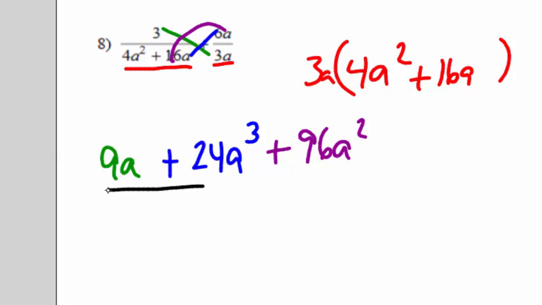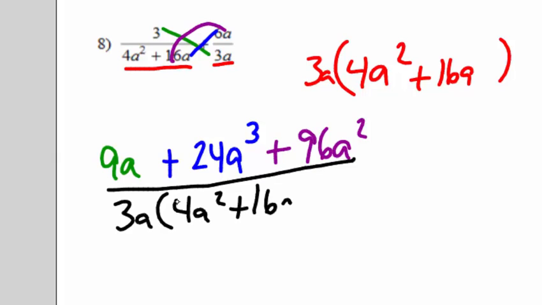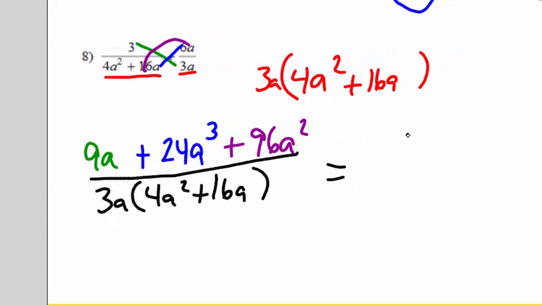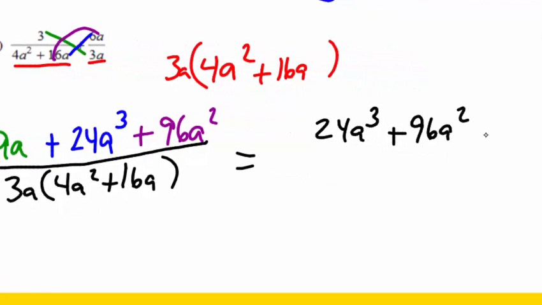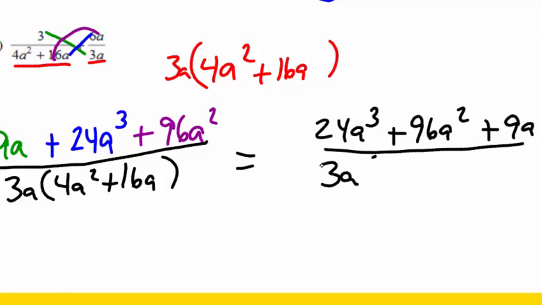Well, what's the bottom? We put the bottom together, right? That's our two denominators. So I have 3a and I have 4a squared plus 16a. All right, let's see if there's anything that can possibly cancel, anything I can pull out. Let's rearrange this in high to low. So I'm going to do 24a cubed plus 96a squared plus 9a all over 3a times 4a squared plus 16a. Here, if you see, you can pull out a 3 and an a, everything out of the top.